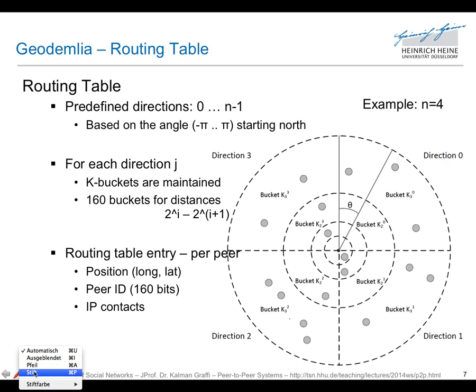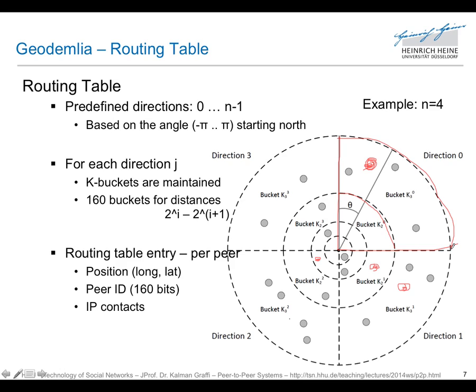So let's say he learns about some new nodes. One might be here, one might be there, one might be there, just by messages passing by. And then he sees, okay, first of all, this new node is in this kind of direction. And out of my buckets, he is at this distance.